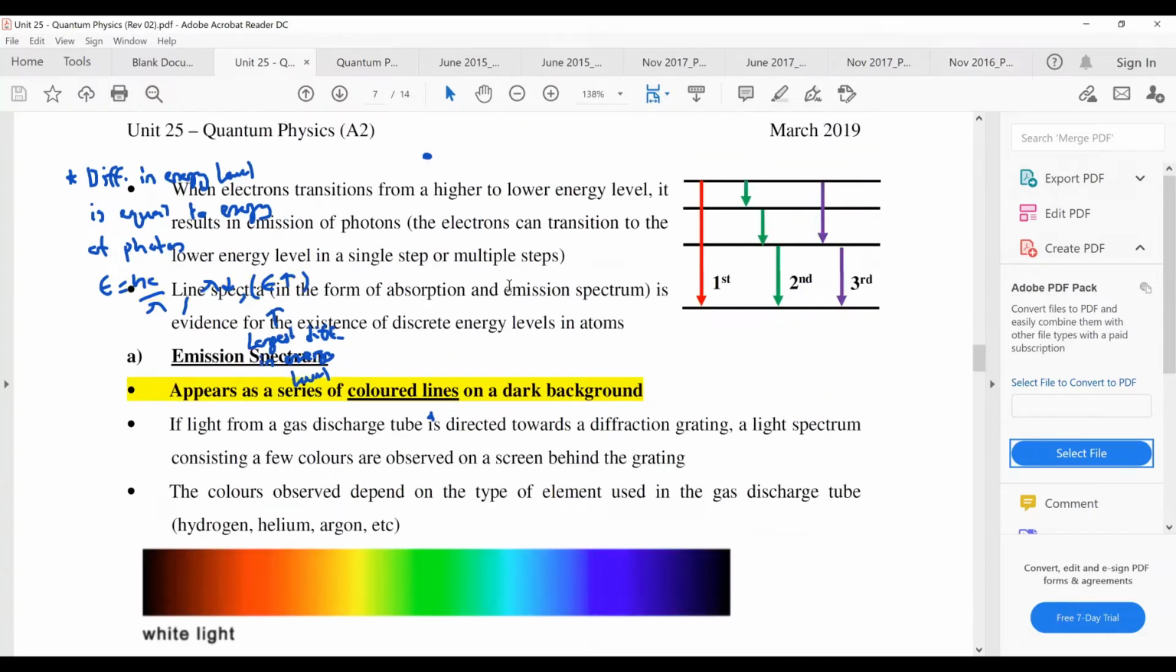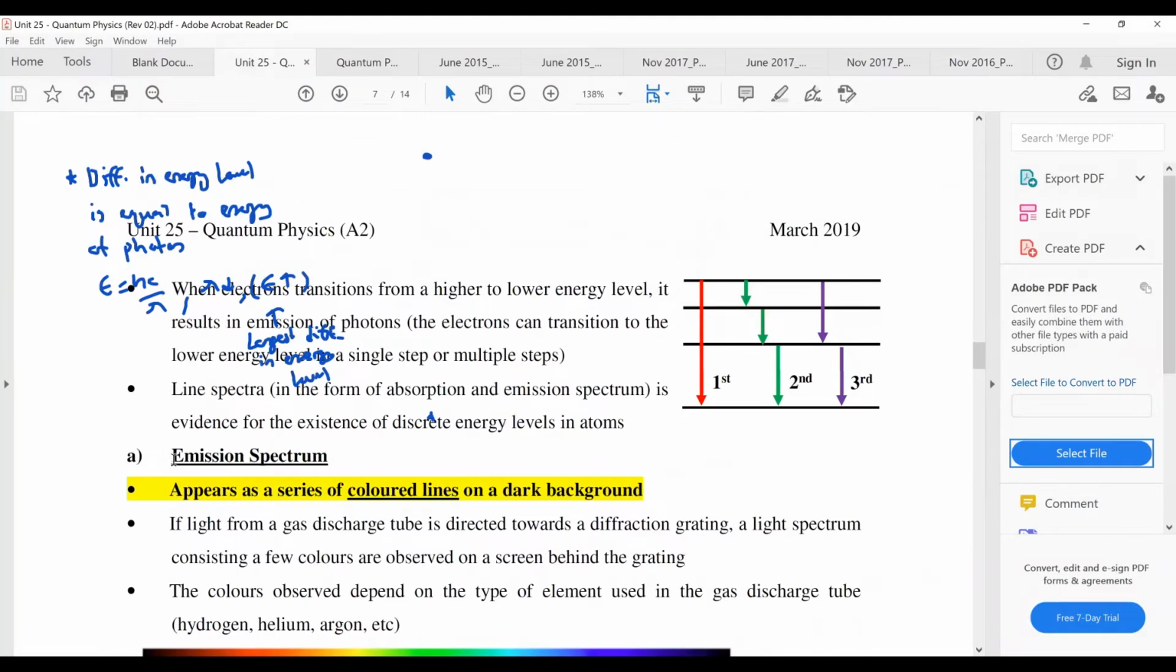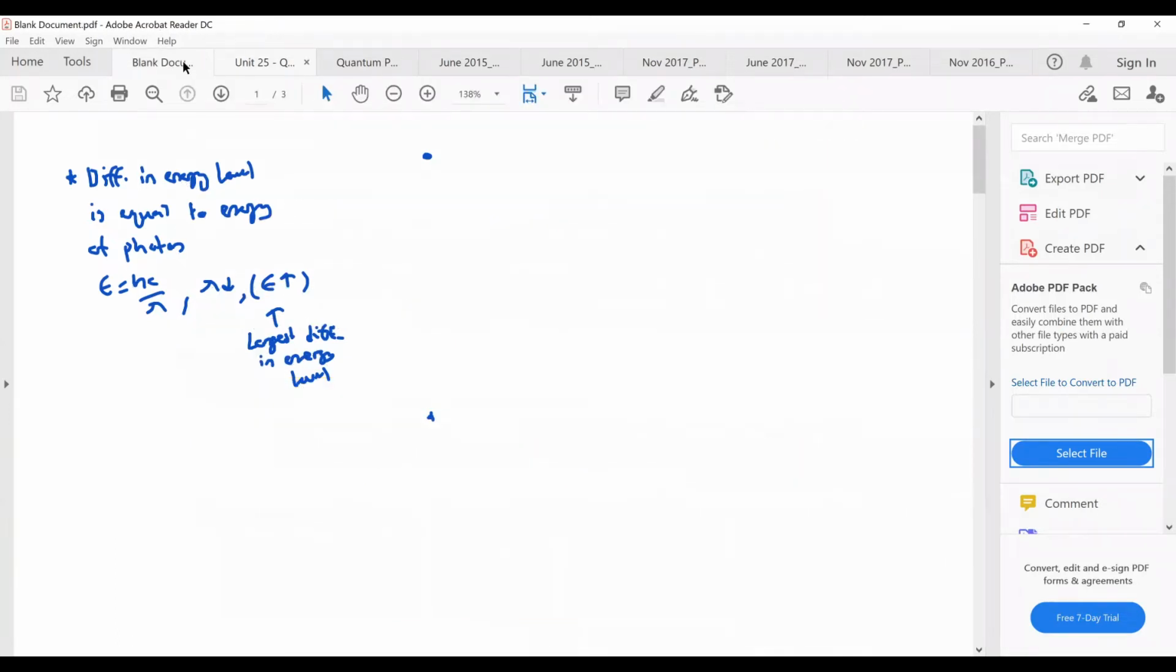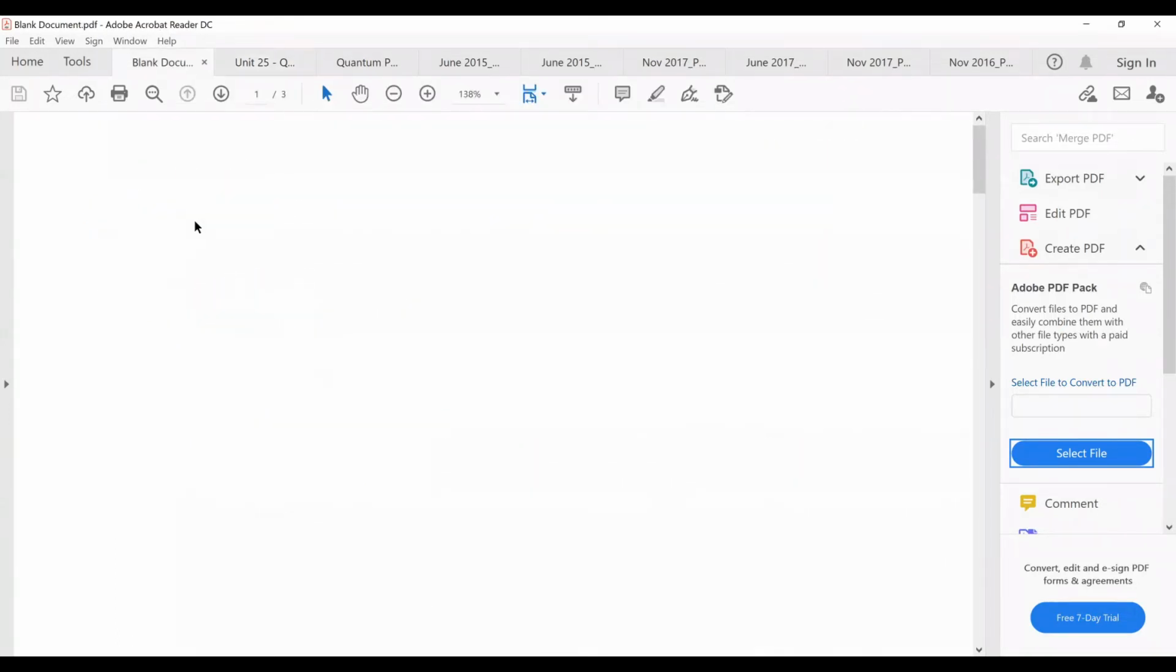Now, I need to move on to your next chapter, the next subchapter, which is emission spectrum. Okay, now emission spectrum. What is actually emission spectrum? Now, before I go to that, this one I better just rewrite it. Okay, so if you go on to that part of your note, recall that just now initially I told you this, right?